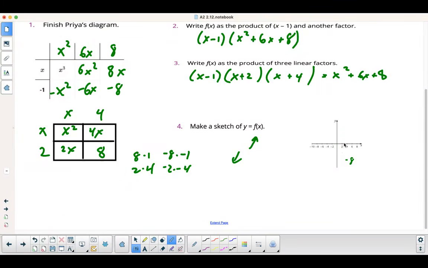So I'm at +1, -2, -4. So this side goes up, and then it comes back down. There you go. That's a little bit better. And this is at -8 right there. All right.